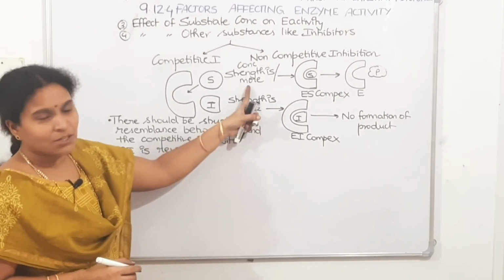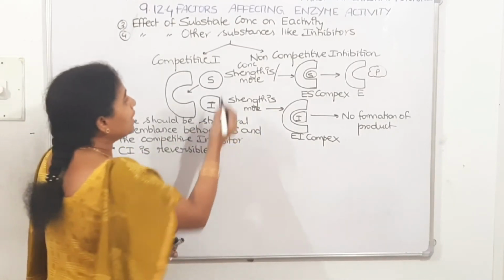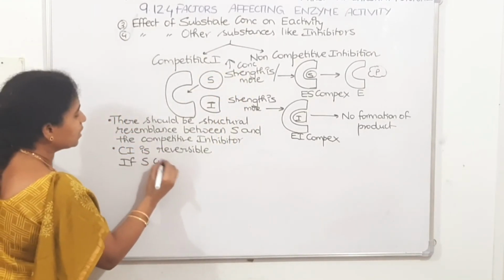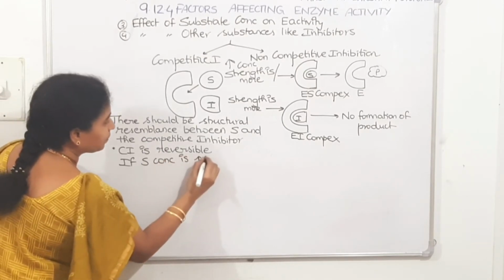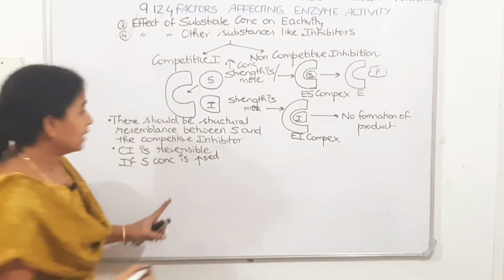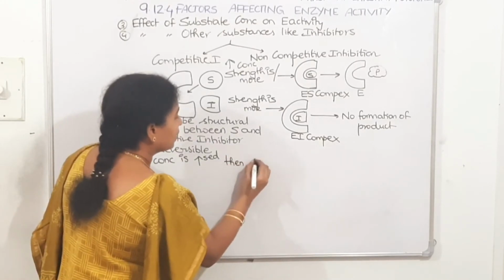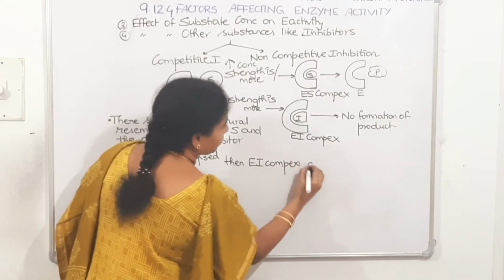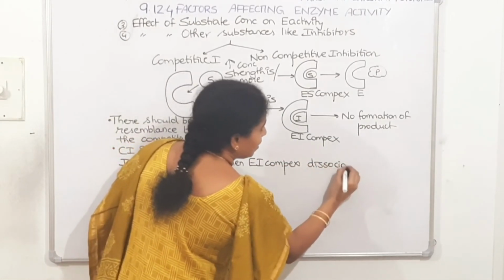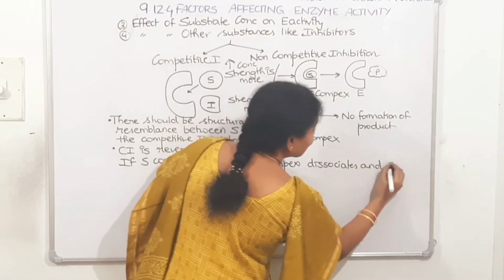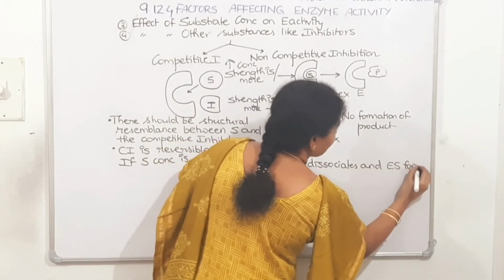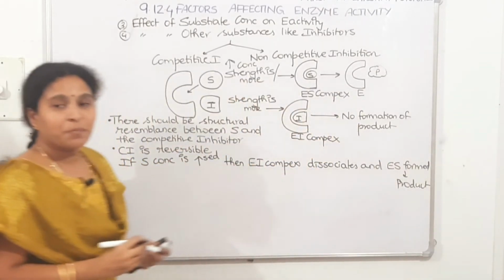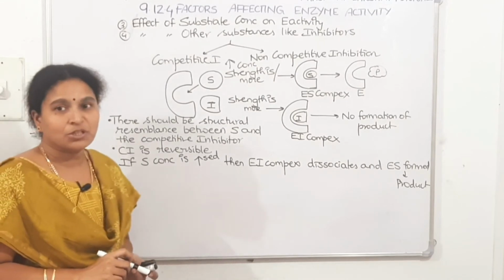Why can't we increase the concentration of the substrate? We'll do that. So we will increase the substrate molecules, right? If the substrate concentration is increased, then the EI complex, enzyme inhibitor complex, dissociates and ES is formed again. When ES is formed, product is formed. That is why we tell competitive inhibition is reversible.